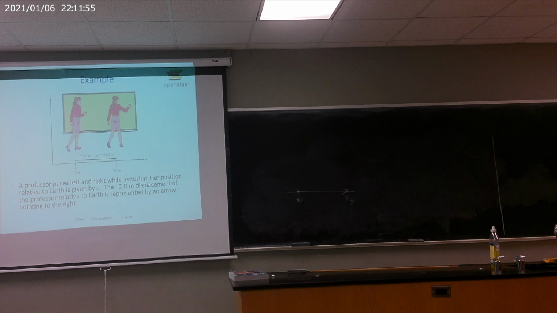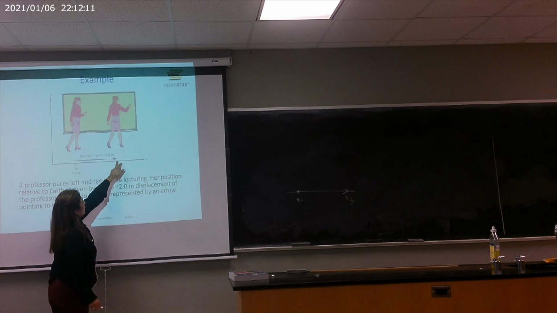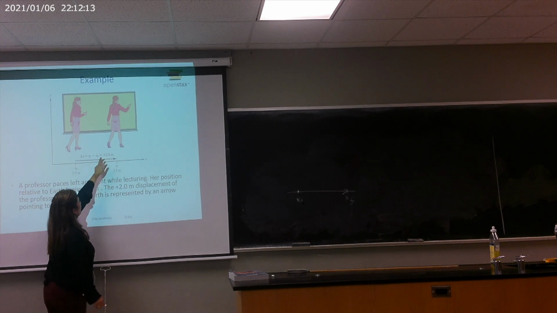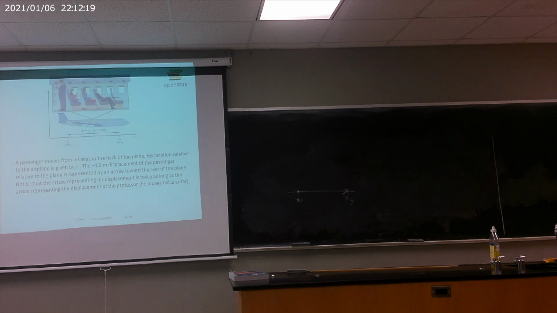So the professor has gone from 1.5 meters to 3.5 meters. So the total displacement would be 2 meters relative to the earth, right? Because if you are looking at this position with respect to the rest frame of reference, this position, then you can subtract them and get the total displacement. The arrow represents the initial position to the final position.